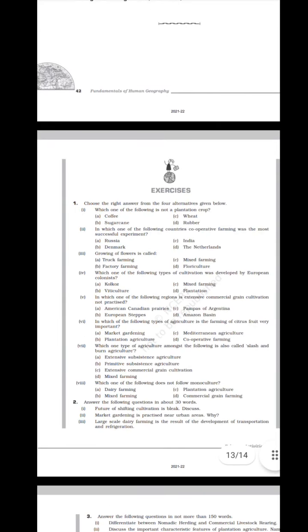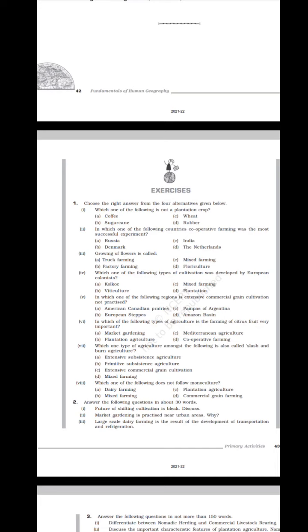Exercises. Choose the right answer from the four alternatives given below. Which one of the following is not a plantation crop? Coffee, wheat, sugarcane, rubber. In which one of the following countries was cooperative farming the most successful experiment? Russia, India, Denmark, the Netherlands.